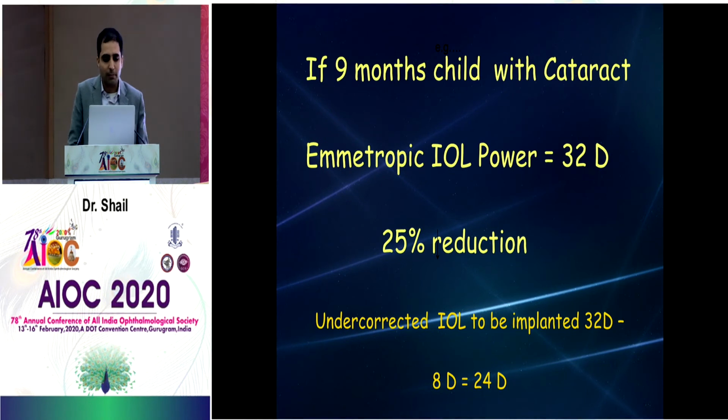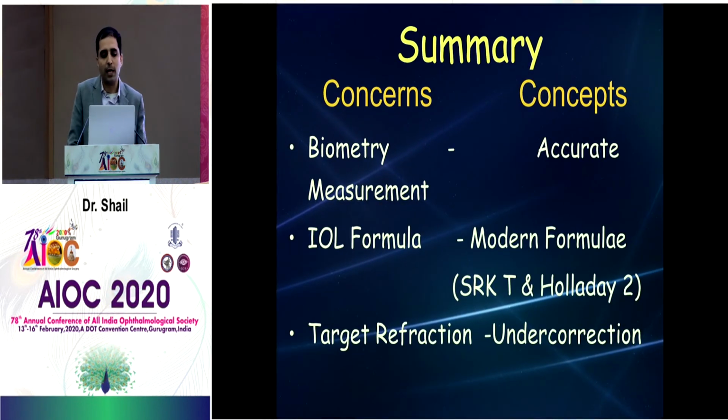For example, if it's a 9-month-old child with a cataract and an emmetropic power of 32 diopters, following our strategy, we would reduce that by about 25%, which is about reducing 8 diopters from that power, and we would end up with about a 24 diopter power.